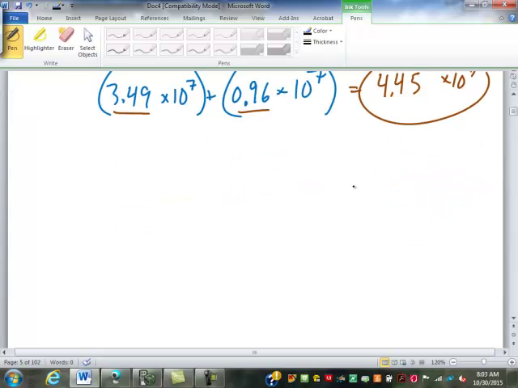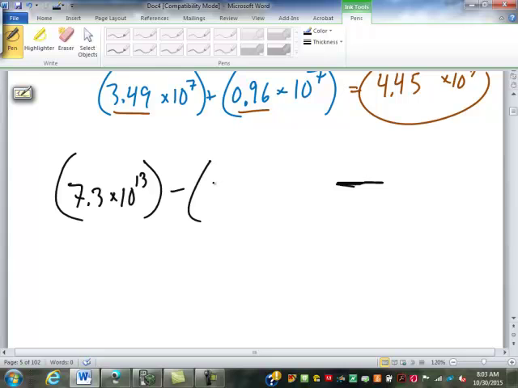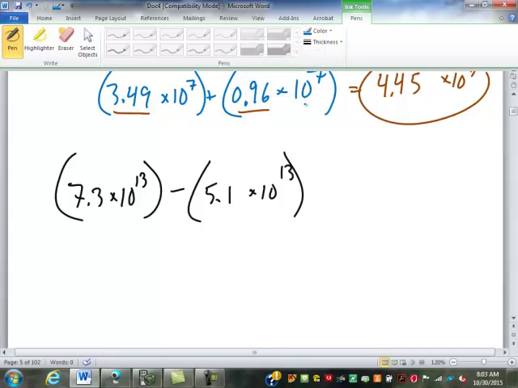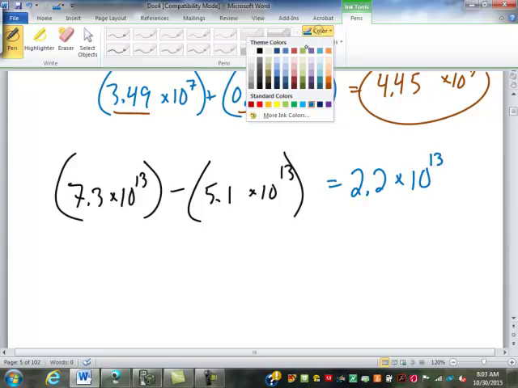Subtraction. Subtraction's a breeze once you can do addition. Just like addition, you have to have the same name. And just like addition, you combine the counts. What's 7.3 minus 5.1? Careful. 2.2 times 10 to the 13th.